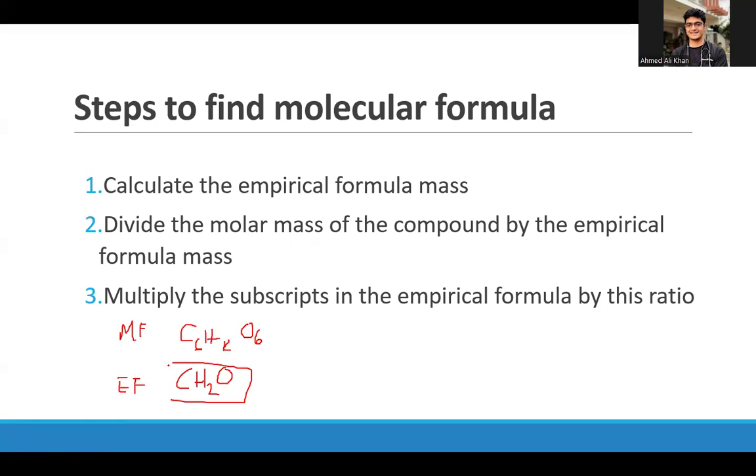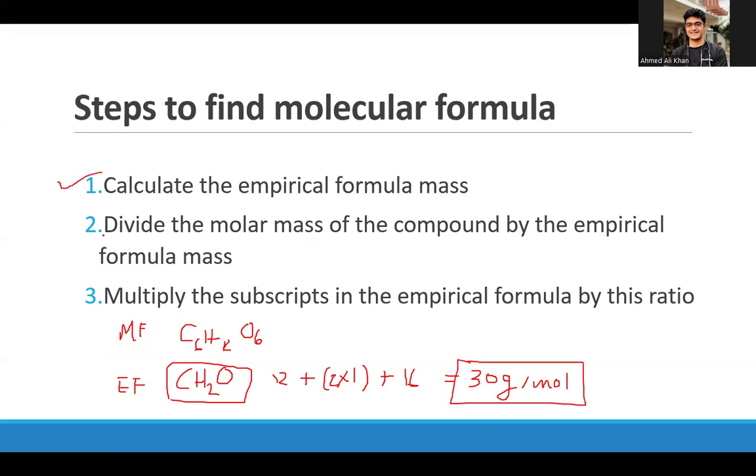You just add up the masses of the atoms in this empirical formula. You have one carbon atom, so that is 12. Then you add the mass of two hydrogen atoms, that is 2 into 1, or just 2. And then you add the mass of oxygen, that is 16. And what do you get? 12 and 2 is 14, and 14 plus 16 is 30. So you get 30 grams per mole, which is the empirical formula mass of CH2O.